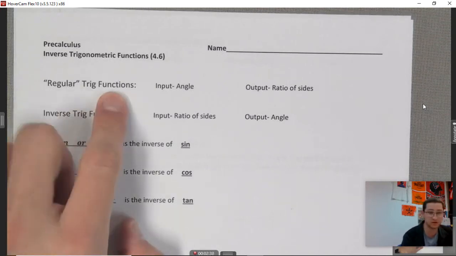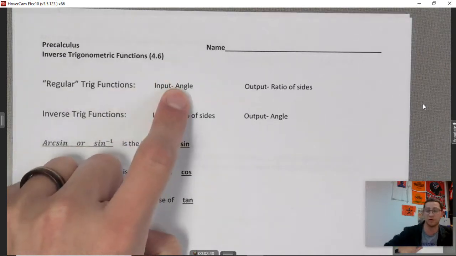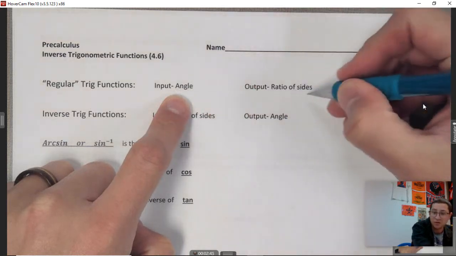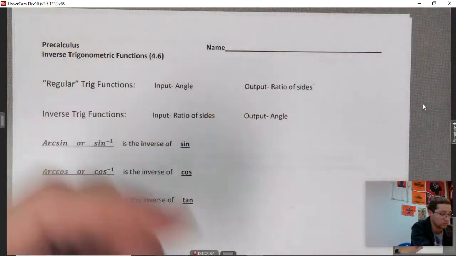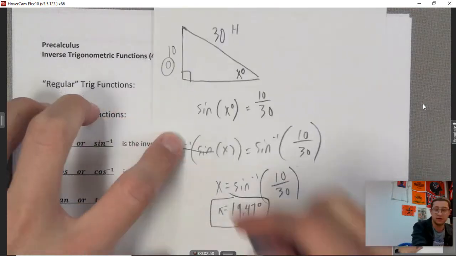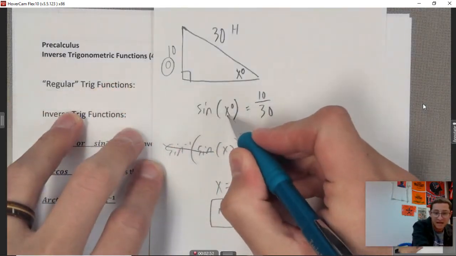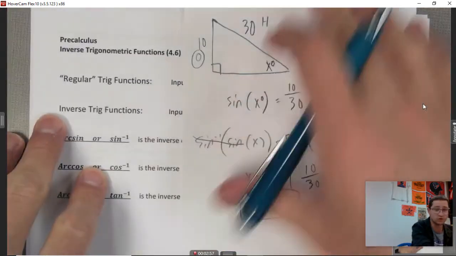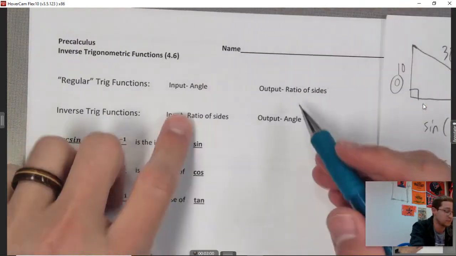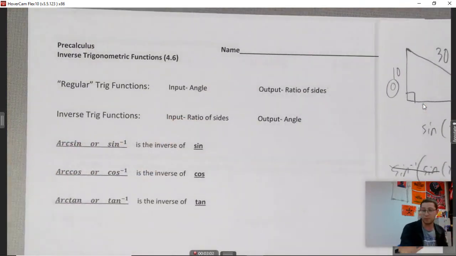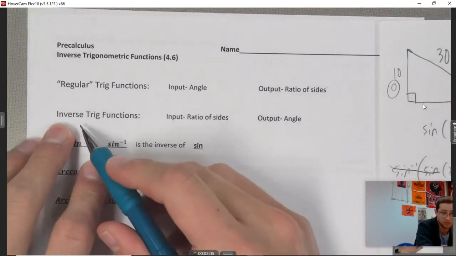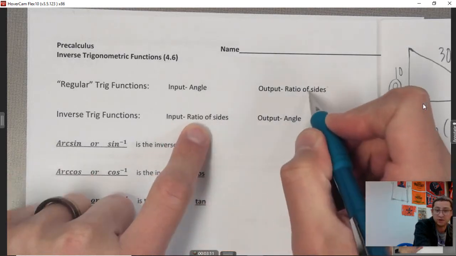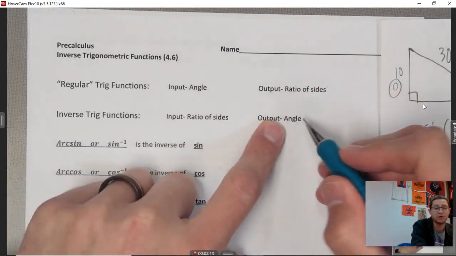With regular trig functions, your input is an angle. So sine, cosine, tangent of an angle, and then we get out a ratio of sides. It's always the sine of an angle equals the ratio of the sides. Inverse trig is flipped: your output is now your input. So for the inverse trig functions, the input is the ratio of the sides. Notice it was the output earlier, and your output is an angle.